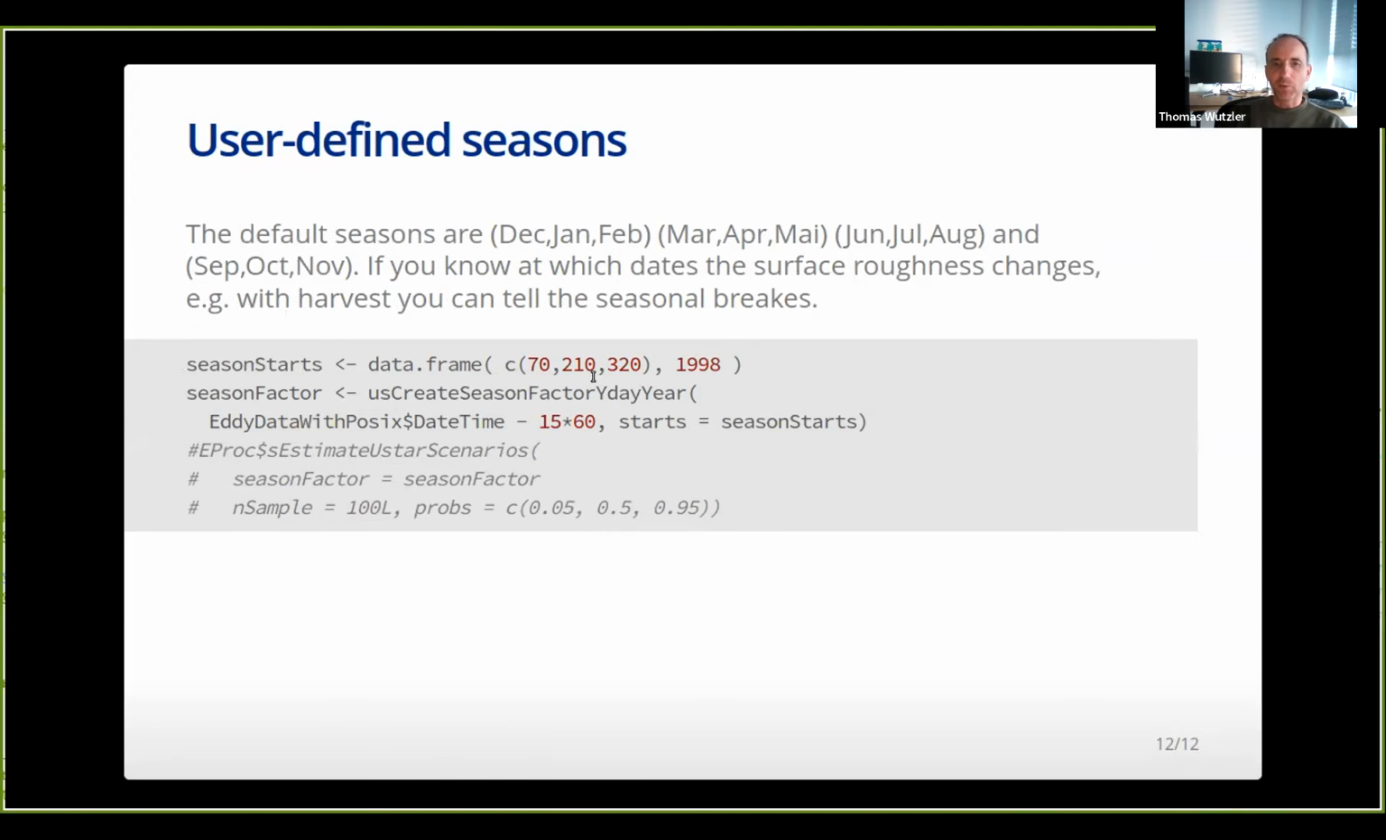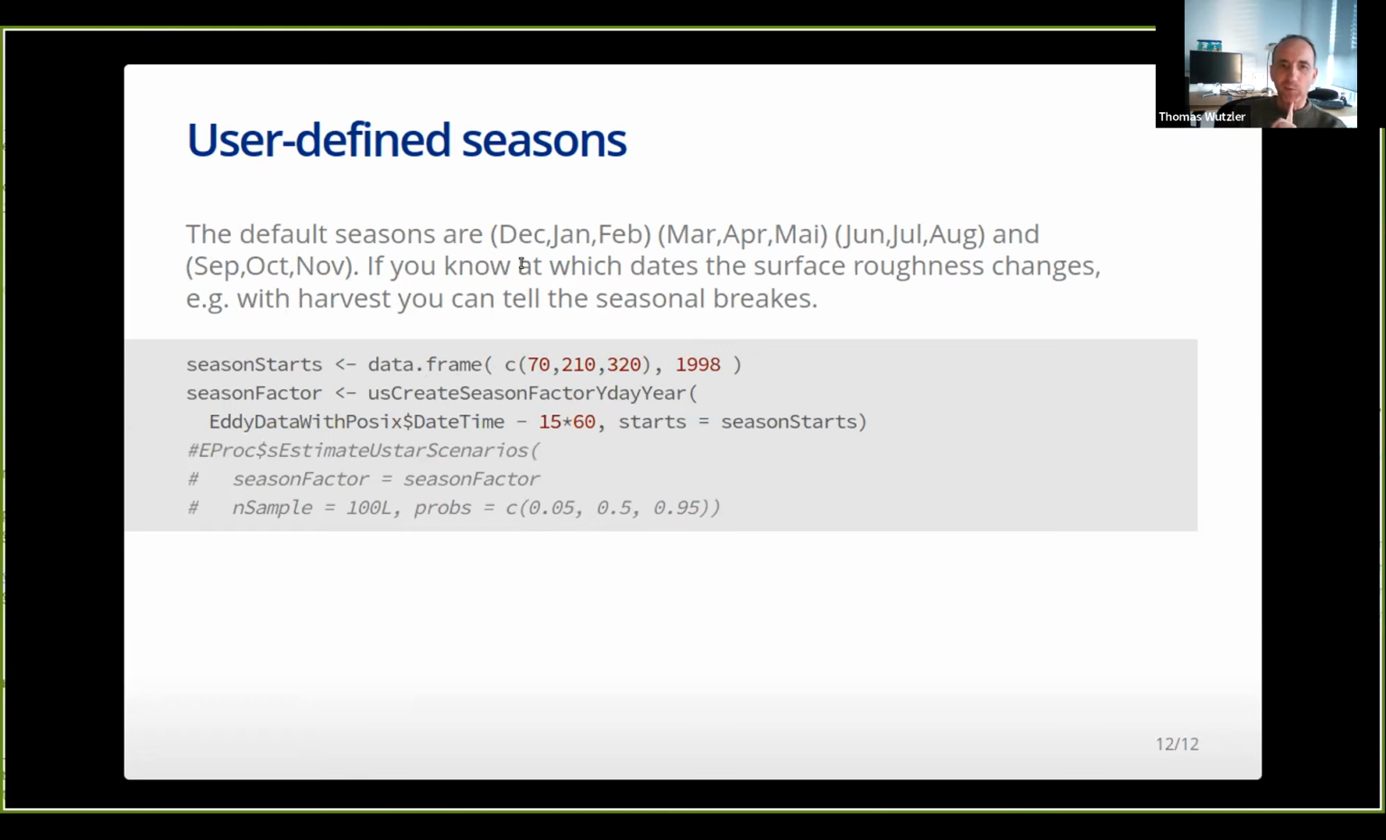But if you have all the information, you can say, okay, I have my season starts. They start on day 70, 210, and 320 in the year 1998. And then I can create those season factors by providing this data frame. And then it would create seasons that really start at this day and end at a given day of the year. So if you know the harvest times, you can really specify which are the seasons that you want to have different response thresholds.